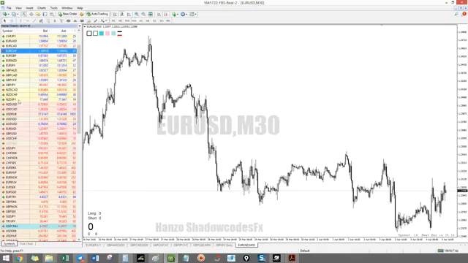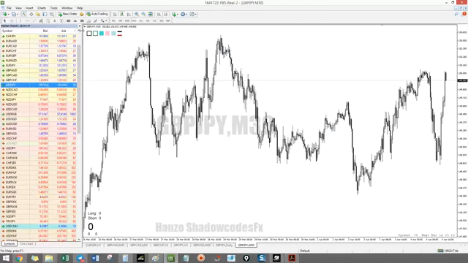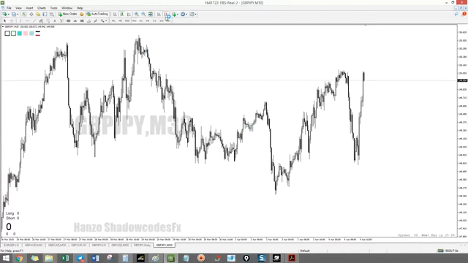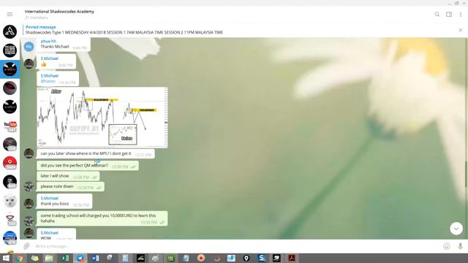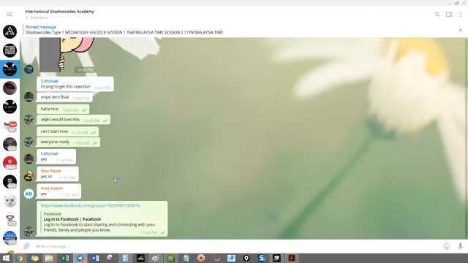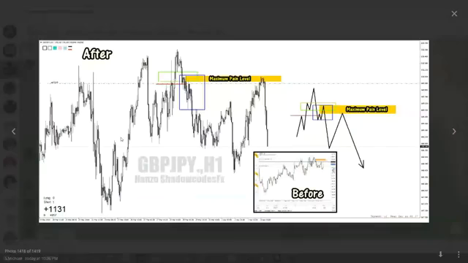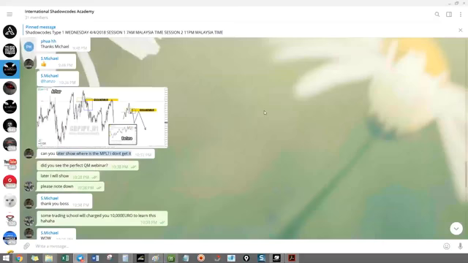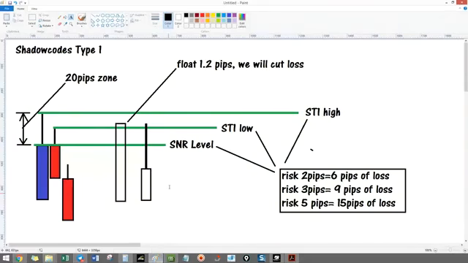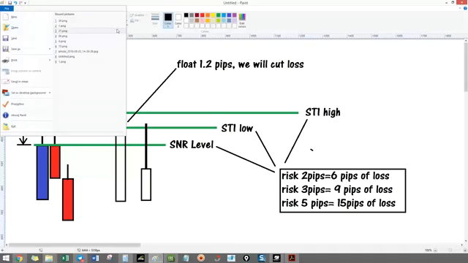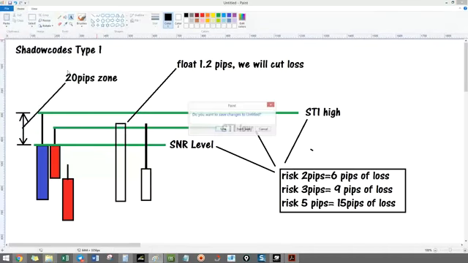GBP USD, GBP JPY. So this is Michael's question: show where is the MPL. Alright, so this one I will explain. Actually, it's already been explained before in a previous class, but it's okay, I will explain it again.